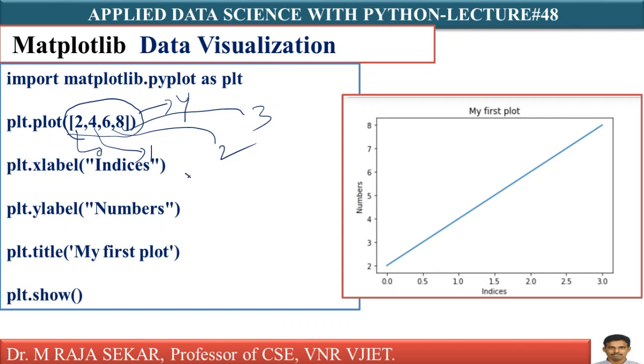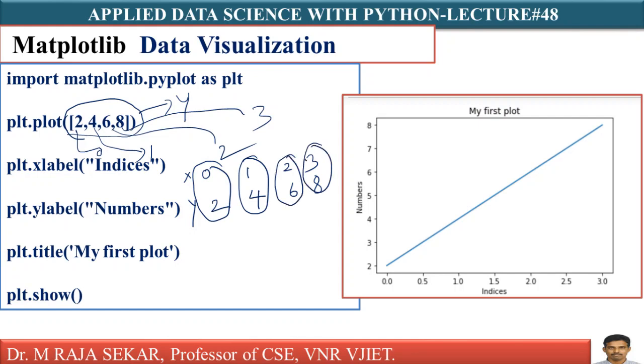What does it mean? Let me say it like this. This is x, this is y. What are the points? Y is 2, 4, 6, 8. By default, if you are not providing x elements, it will be treated as 0, 1, 2, 3. So my points are 0, 2; 1, 4; 2, 6; 3, 8. Just see, this is 0, 2; 1, 4; 2, 6; 3, 8.